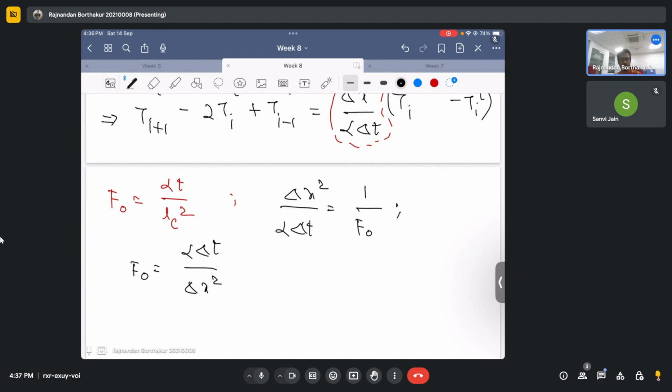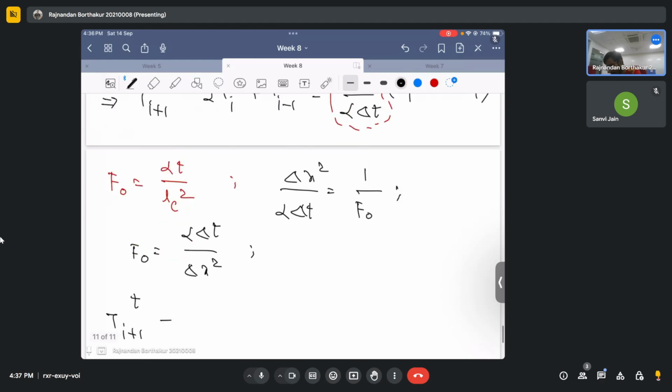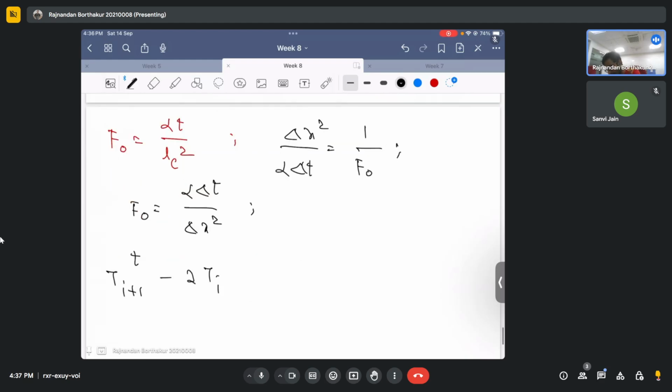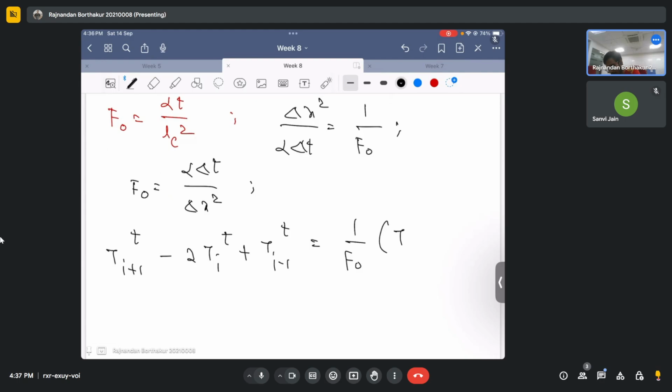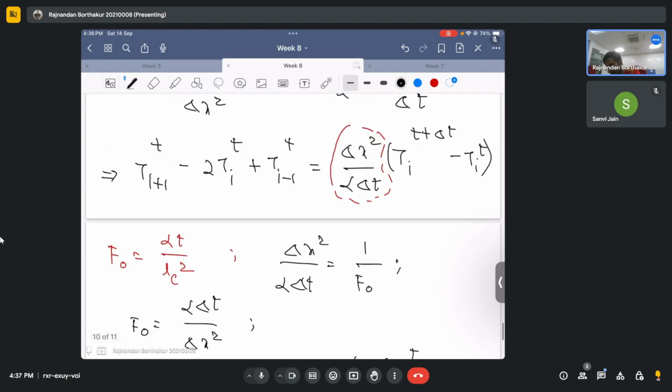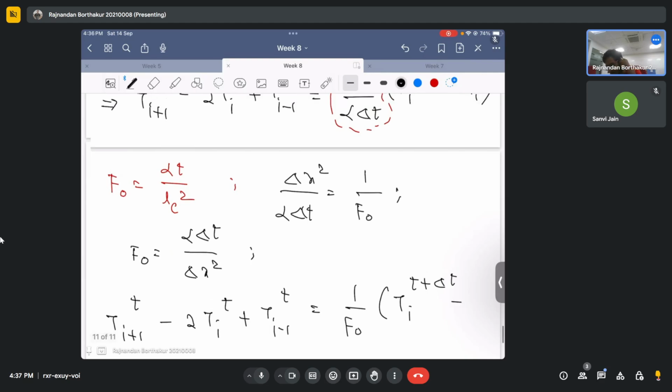It is something like that. Okay, so if you write this in terms of the Fourier number, then this equation simplifies to T_i+1 at time t minus 2 times T_i at time t plus T_i-1 at time t, and this would be equal to 1 upon Fourier number times T_i at t plus delta t minus T_i at t.